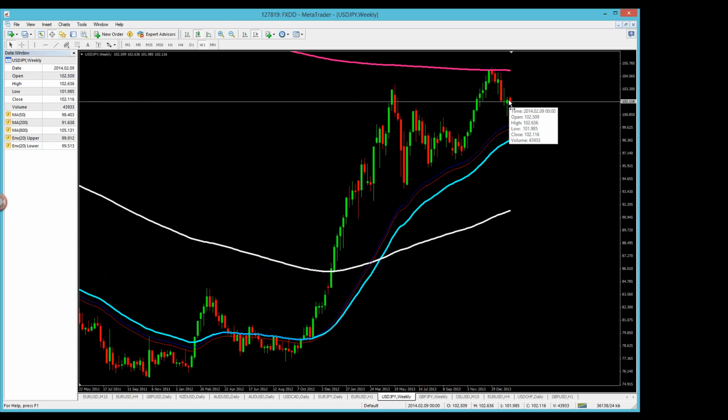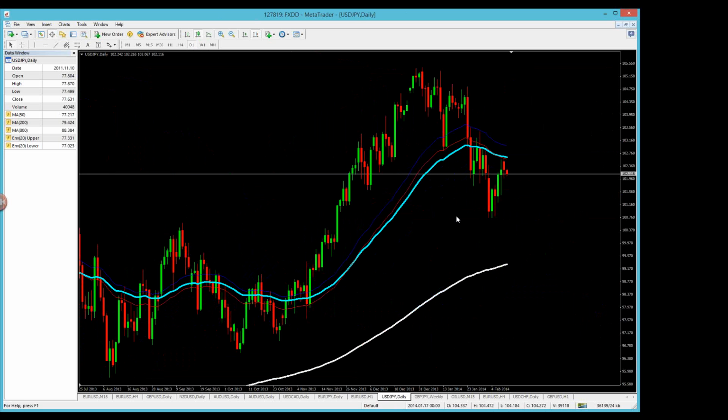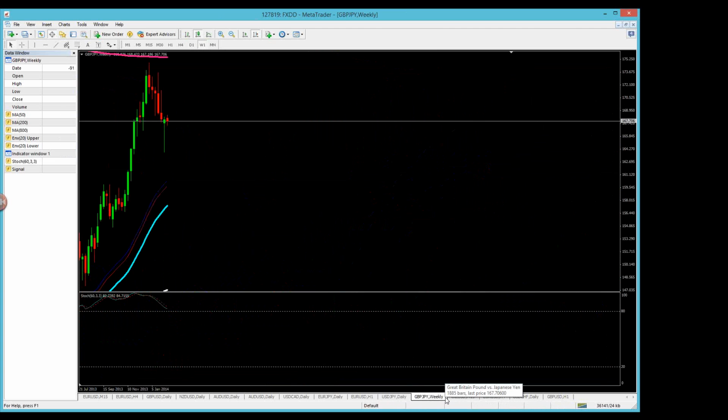Nice reversal candle here on the dollar yen as well. On the weekly, on the daily, same thing. It basically has bounced off the 50 EMA until we get a break of the high there. We've got to look at this one, and it looks like it could very well sell off. So we've got to wait and see where price is going to go, if it's going to break the high here on the dollar yen. If it does, then we've got a buy trade.